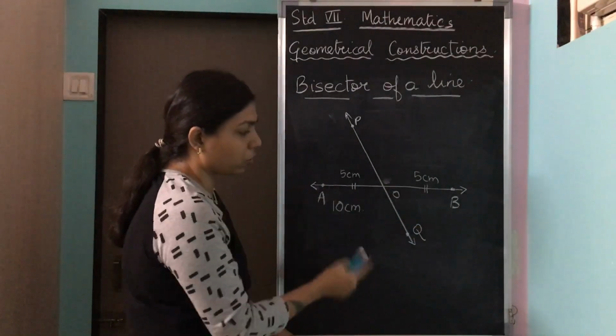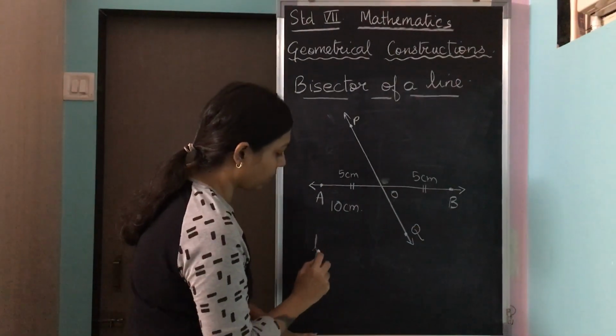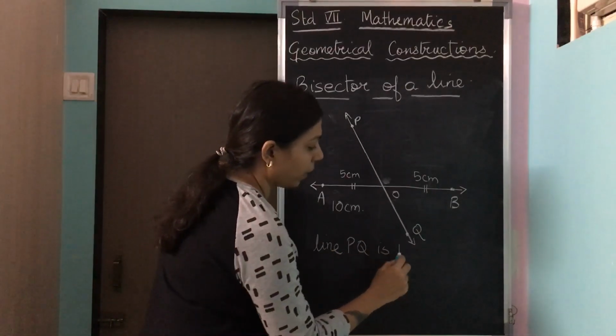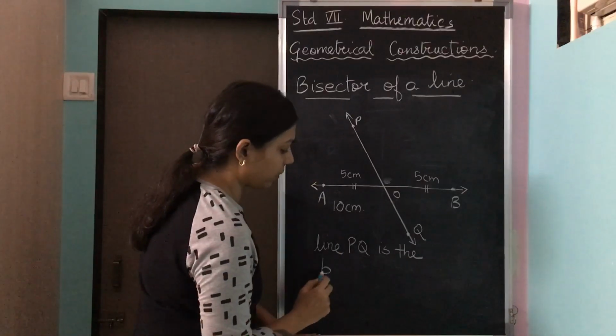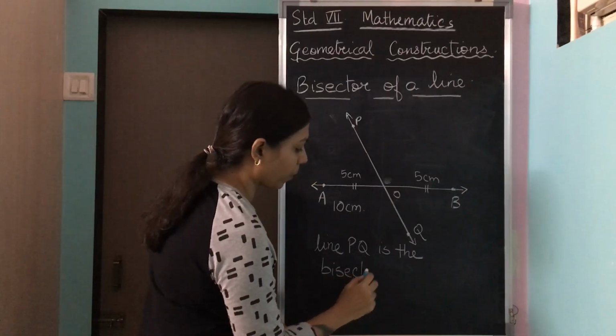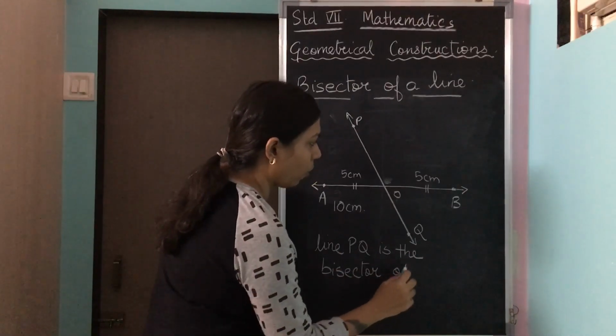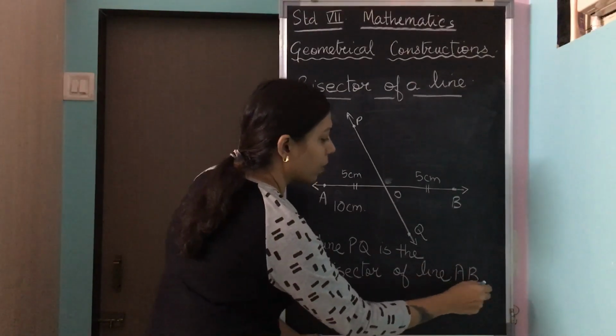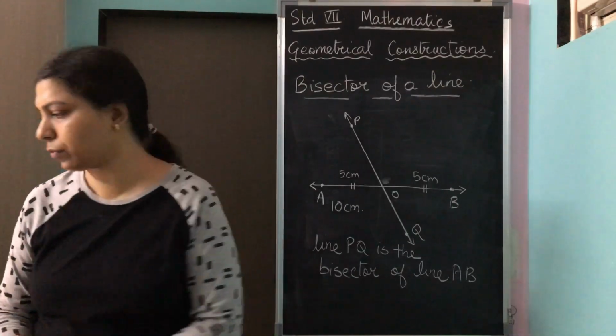Please draw this and write it down. Line PQ is the bisector of line AB. Please copy this down, students.